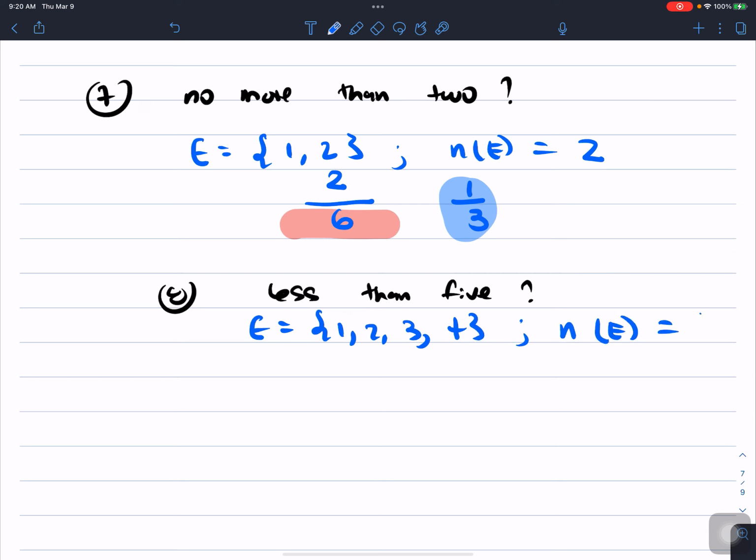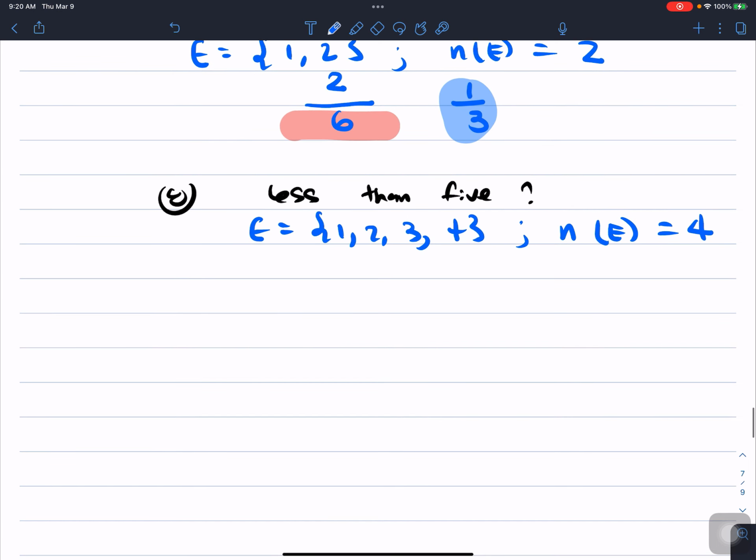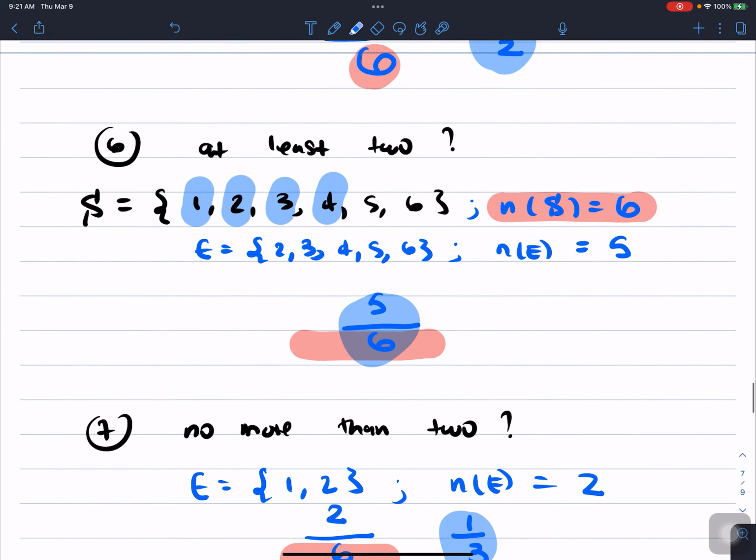4. Is that right? What's the probability definition? 4 out of what? 6. What does that reduce to? 2/3. So, ladies and gentlemen, there you go. The answer is 2/3. Okay? All right, you guys okay with that? Easy peasy, lemon squeezy. These are your probability questions here.